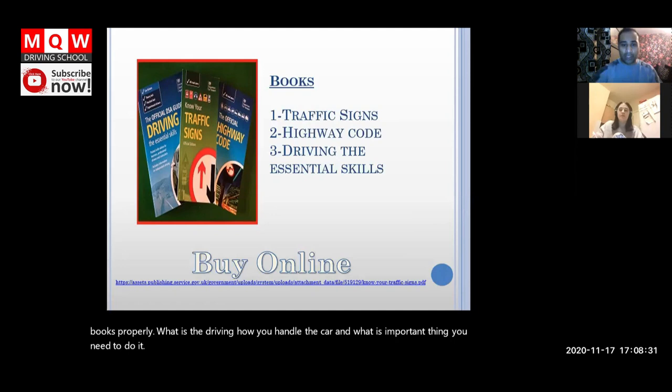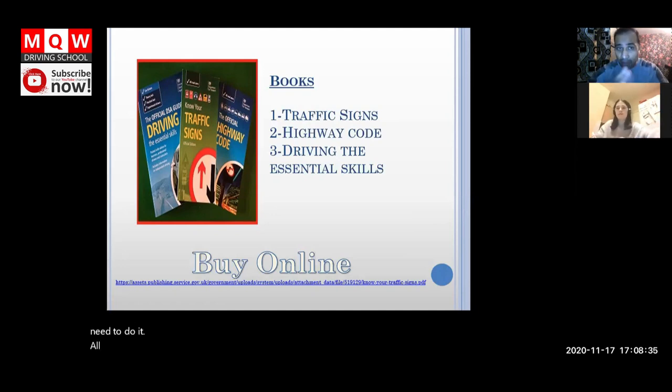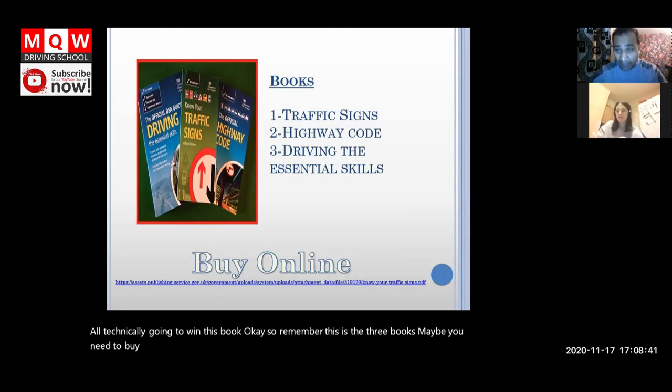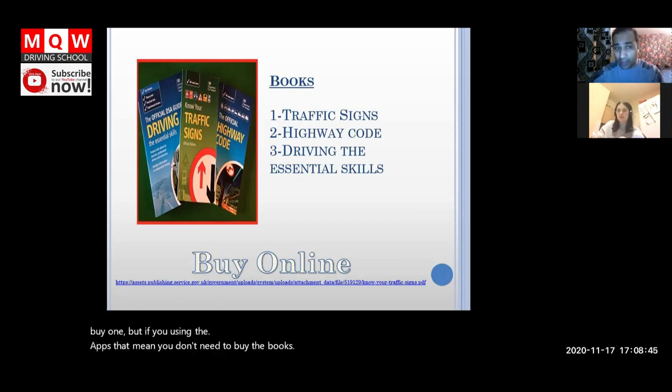Okay, so that's all technically going to be in this book. Remember, these are the three books. Maybe you need to buy one, but if you're using the apps, that means you don't need to buy the books. Two are free. The third one you don't need to buy; this will be covered in your app. Okay, these topics. Let's go to the next one.